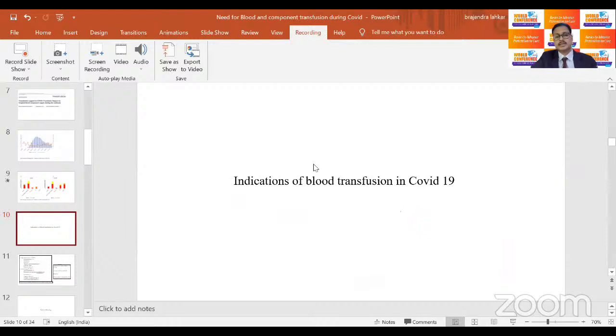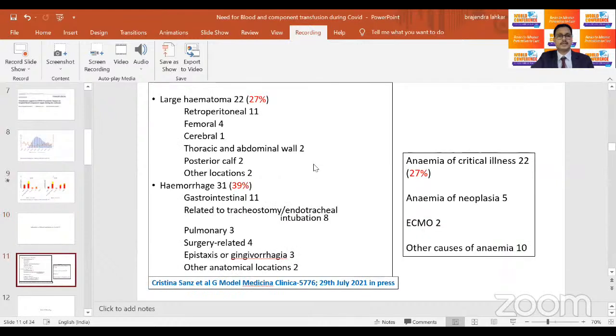Next point of discussion: indication of blood transfusion in COVID-19. The study looked into this. Actually, in 27% of the cases they had large hematoma. Hemorrhage and anemia of critical illness are the main issues where blood transfusions were considered or given in COVID patients.